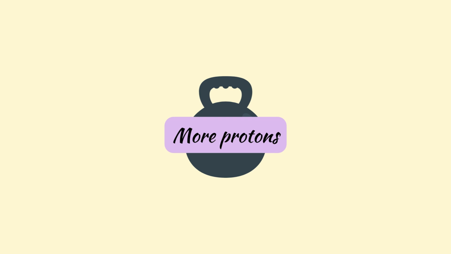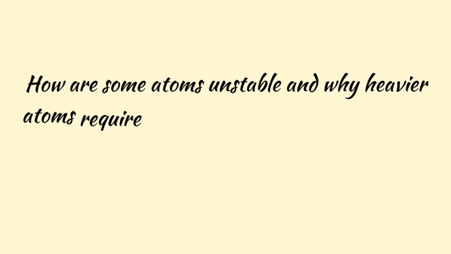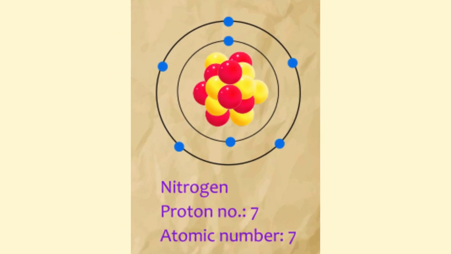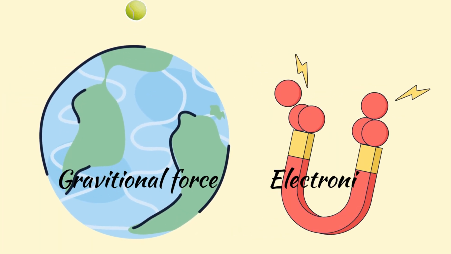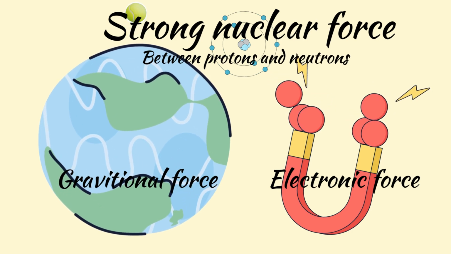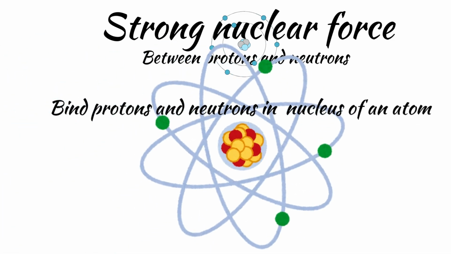Heavier atoms have more protons, hence they have more mass. Unlike lighter atoms, heavier atoms require more neutrons than protons to become stable. Why are some atoms unstable, and why do heavier atoms require more neutrons to become stable? To understand this, we have to know how protons and neutrons are bound together in the nucleus of an atom. Just like gravitational force and electromagnetic force, there exists a strong nuclear force between these tiny particles, protons and neutrons. This strong nuclear force binds these protons and neutrons in the nucleus of an atom.